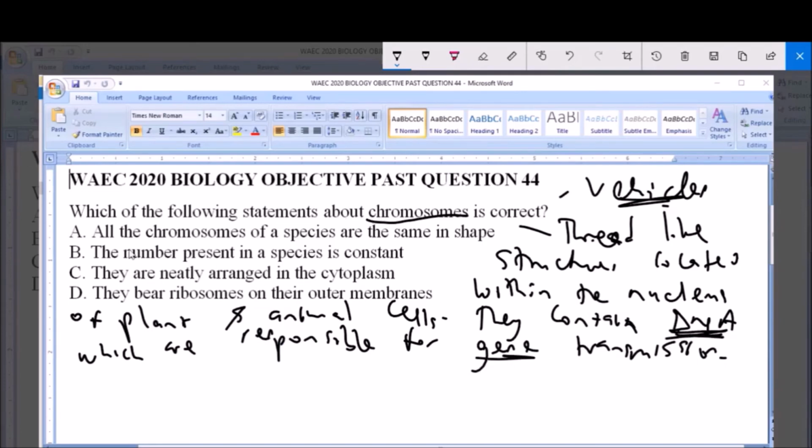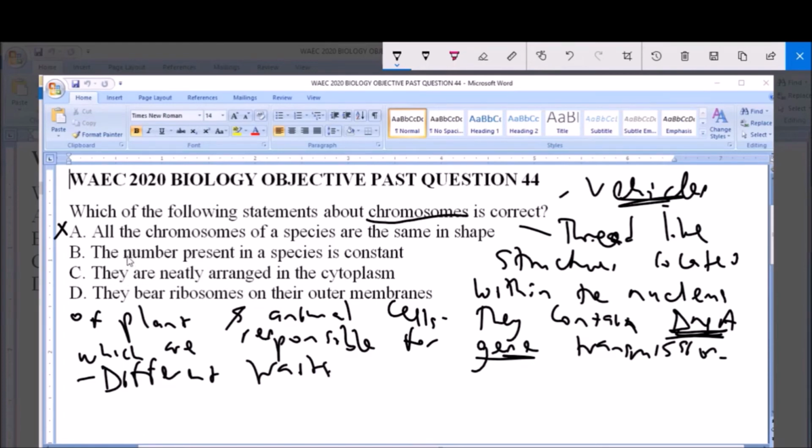Now let's look at what is correct about the characteristics of chromosomes. Option A says all the chromosomes of a species are the same in shape. This statement is false. Chromosomes of the same species are likely to have different shapes. In fact, chromosomes that contain genes for different traits are usually different in shape and structure. So option A is incorrect.